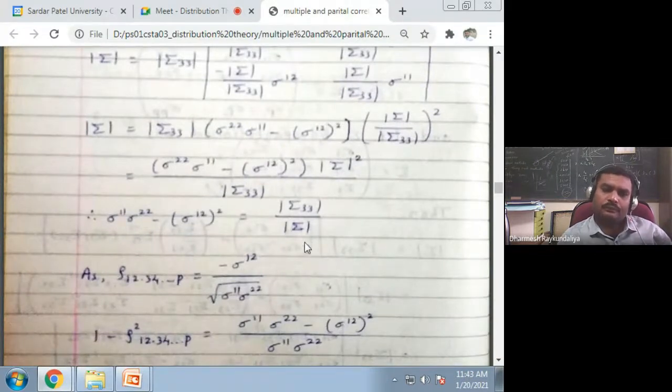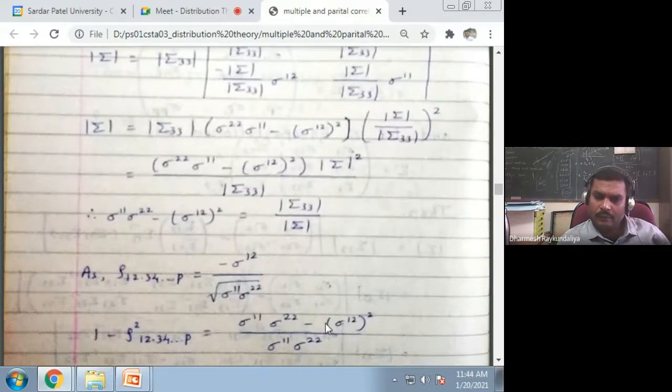So now we know this: the partial correlation between x1 and x2 with x3 held constant is nothing but minus inverse of sigma 1 2 over the square root of inverse of sigma 1 1 times inverse of sigma 2 2. Now if I take the square and subtract it from 1, I can get this quantity, because it is 1 minus sigma 1 2 square divided by sigma 1 1 sigma 2 2. So if I multiply with 1, it is sigma 1 1 sigma 2 2 minus sigma 1 2 square divided by sigma 1 1 sigma 2 2, that is inverse of.